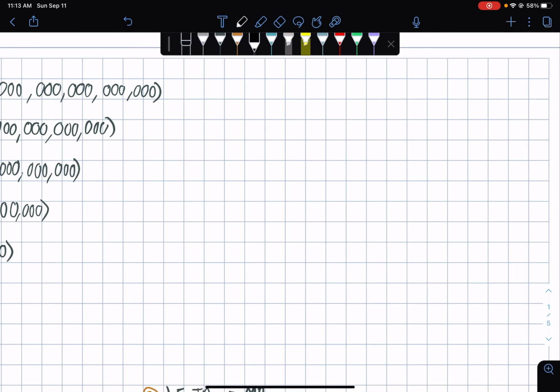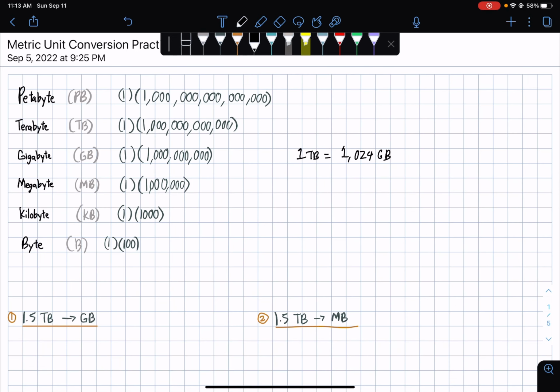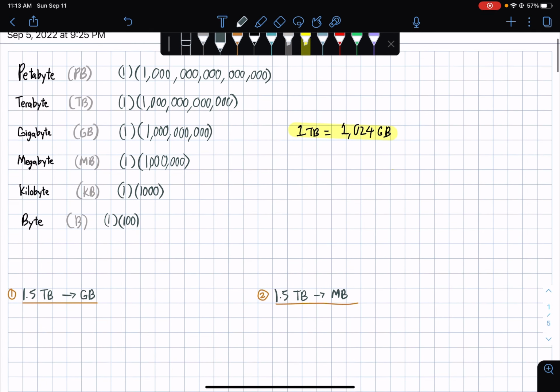One, for instance, is that 1 terabyte is equal to 1024 gigabytes. We'll need to have this in mind. So let's highlight it. Here we go. Alright, let's start.